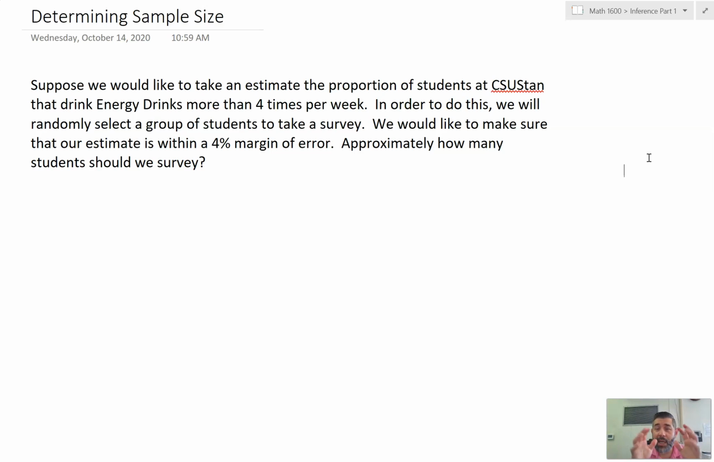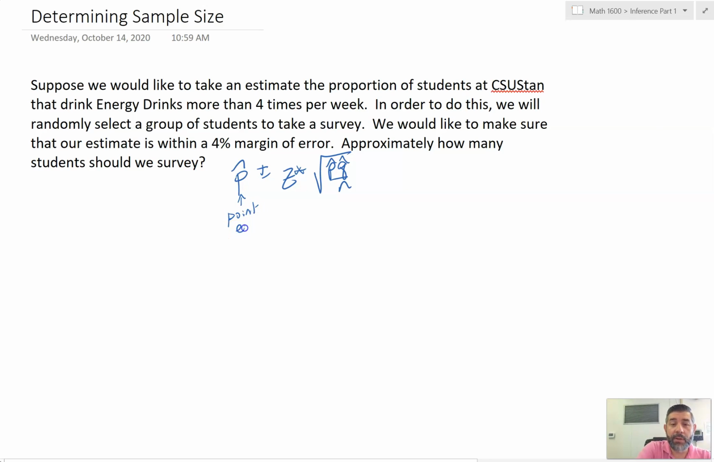All right, so let's take a look at what that means. If you go back to a video that I've done on confidence intervals, you'll find the formula. Let me put the confidence interval down. It's p hat plus or minus z star times the square root of p hat q hat over n. This p hat is called our point estimator.